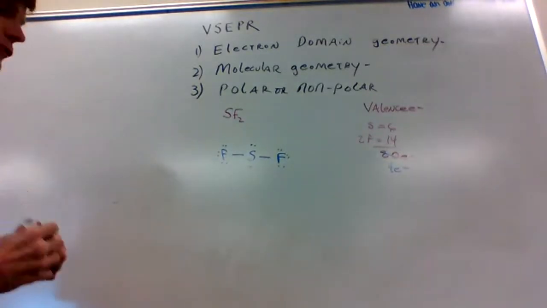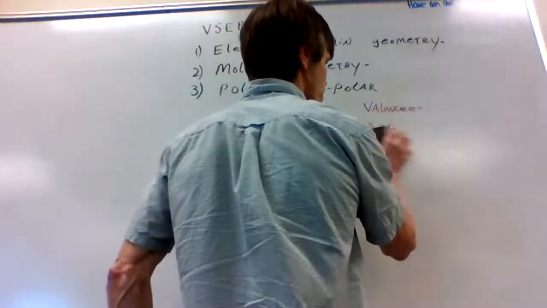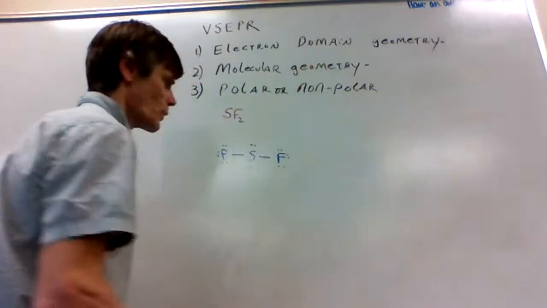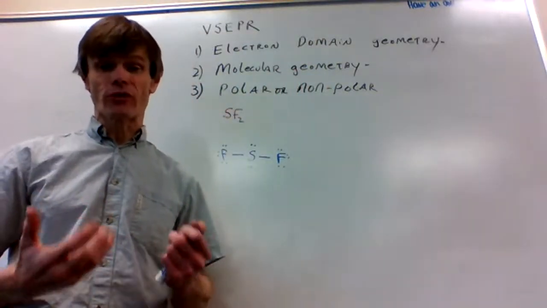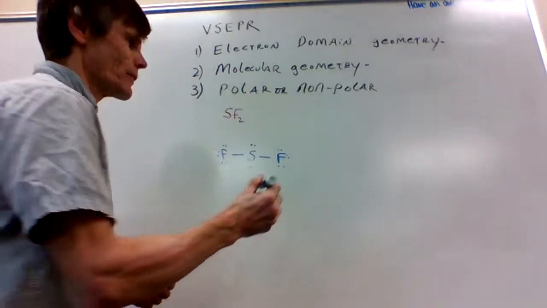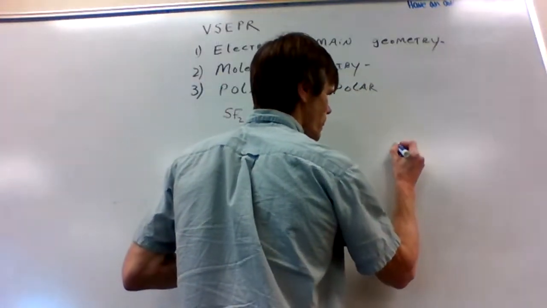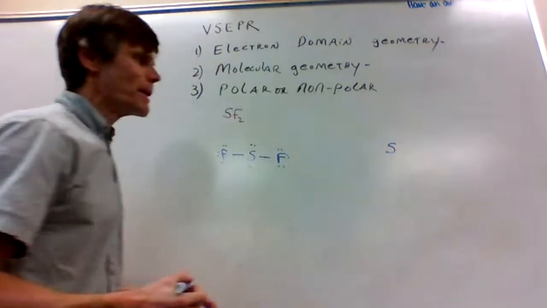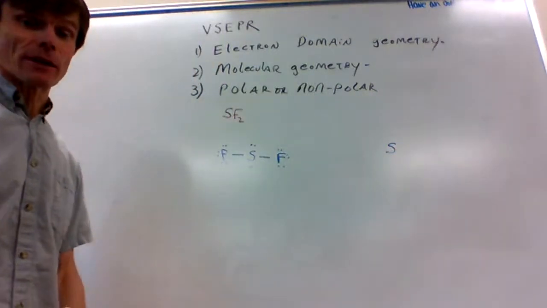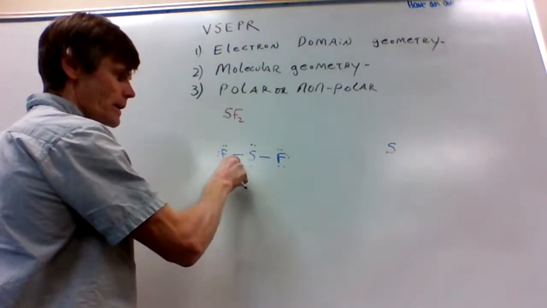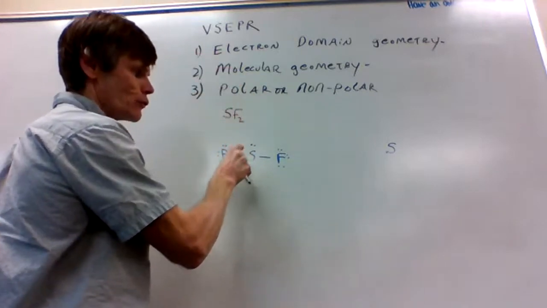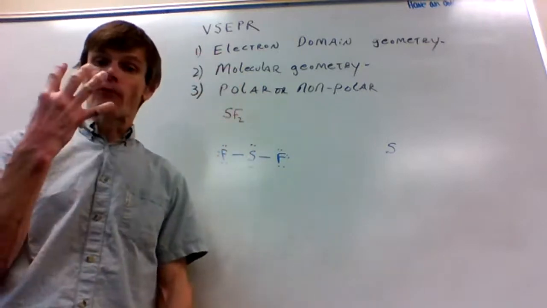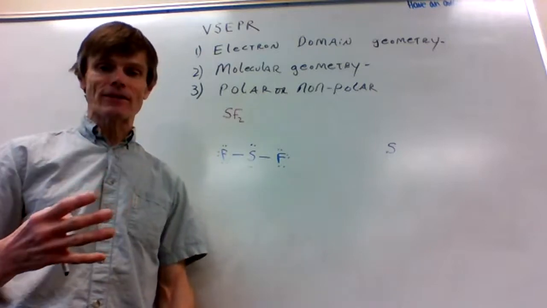So the first question we're going to ask: What's the electron domain geometry about the central sulfur atom? We have a central sulfur. And how many regions of electron density about it? 1, 2, 2 involved in bonding, and 2 lone pair. 4 regions of electron density.